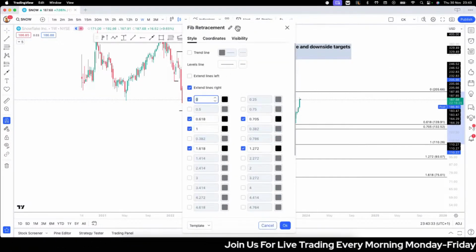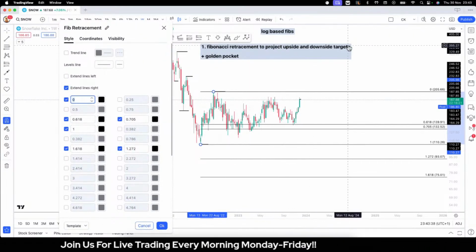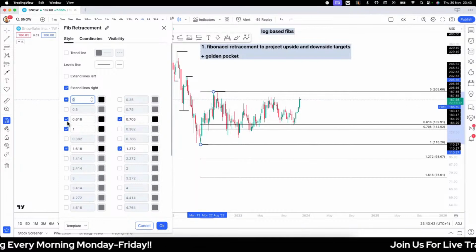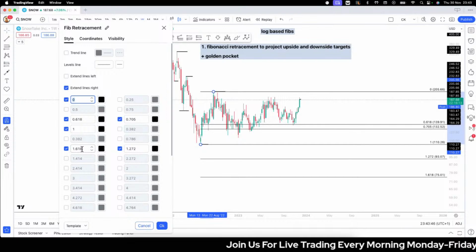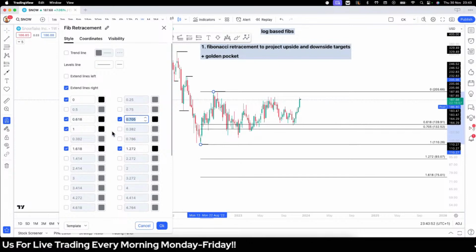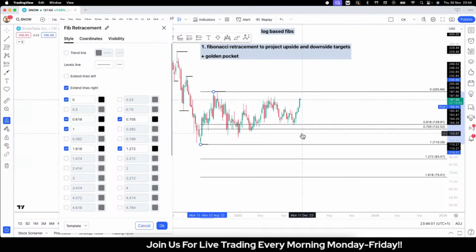So the numbers that I use for this first variant, Fibonacci retracement to project upside and downside targets plus the golden pocket, right? I use the 0 and the 1 Fib, that is standard, the 1.272 and the 1.618, and then 0.618, so your 618 Fib, and the 0.705. That is what I use. So I'm not looking at 0.236, 0.382, 0.5 for this specific set. That is kind of what I use.